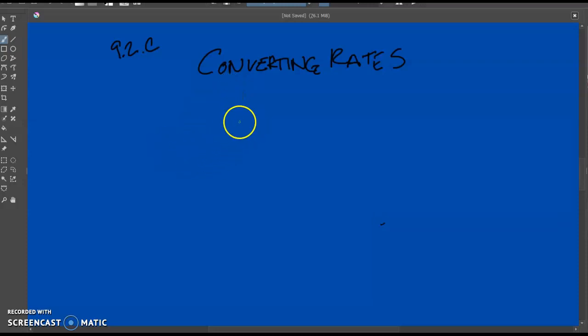Today we're going to be talking about something called converting rates. Now hopefully you're familiar with this term, rates. A rate just means a comparison, like miles per hour or feet per second. Any of those things that you have heard before, and we're going to talk about how to convert in between those. Alright, to start off we're going to need to define something.